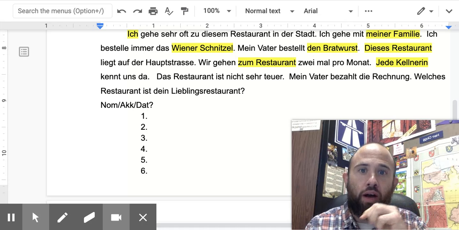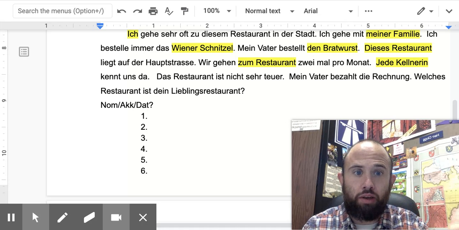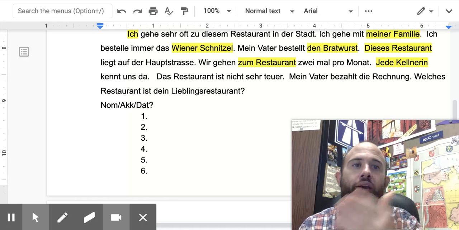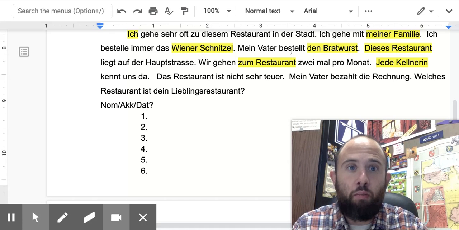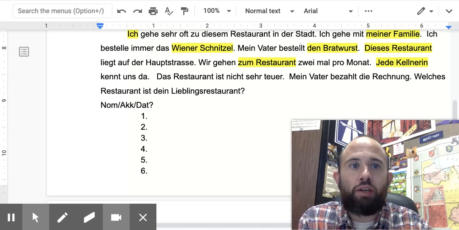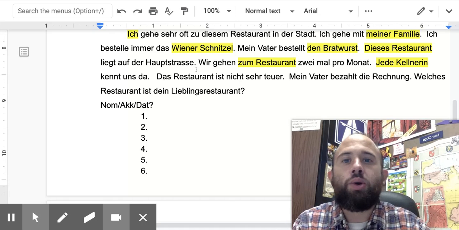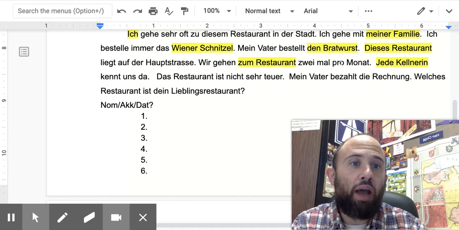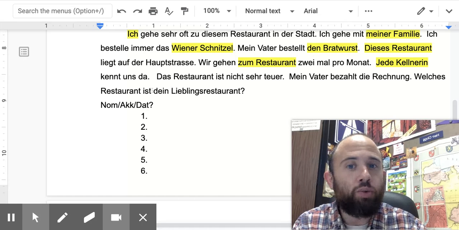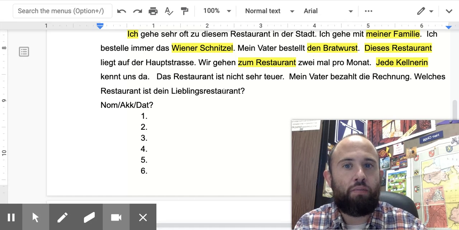Ich gehe sehr oft zu diesem Restaurant in der Stadt. Ich gehe mit meiner Familie. Ich bestelle immer das Wiener Schnitzel. Mein Vater bestellt den Bratwurst. Dieses Restaurant liegt auf der Hauptstraße. Wir gehen zum Restaurant zweimal pro Monat. Jede Kellnerin kennt uns da. Das Restaurant ist nicht sehr teuer. Mein Vater bezahlt die Rechnung. Welches Restaurant ist dein Lieblingsrestaurant?